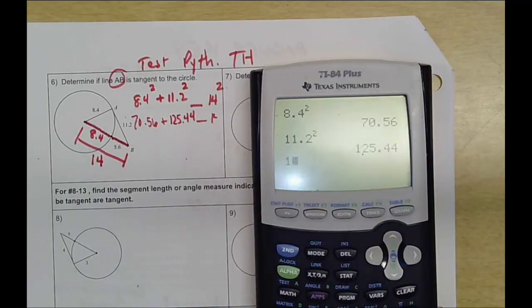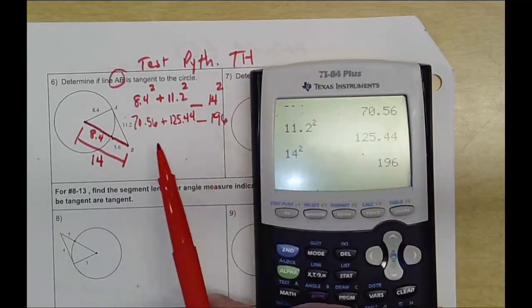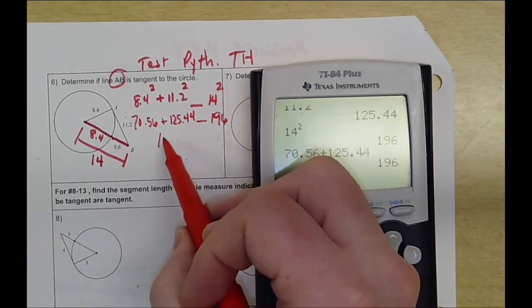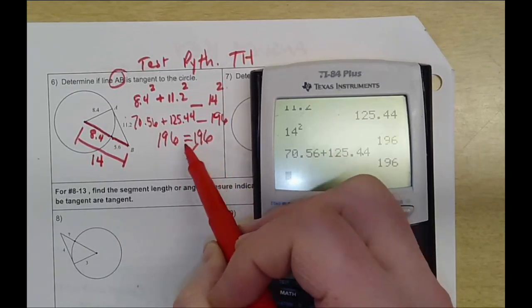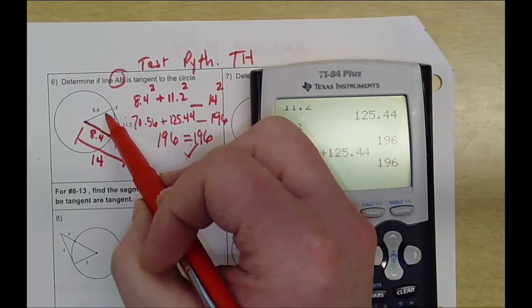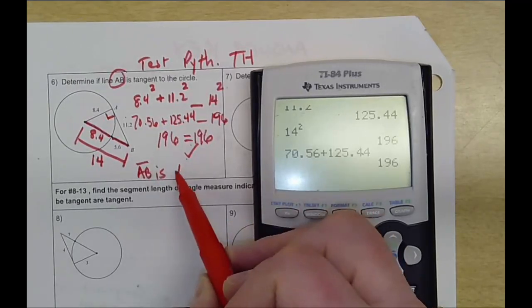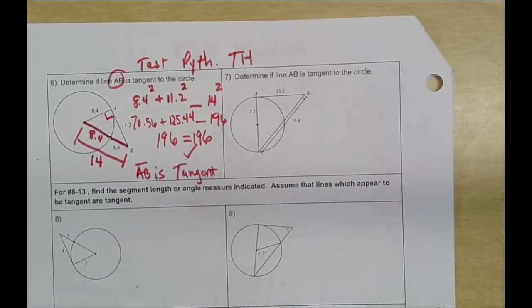Oh, forgot 14 squared. 196. Does this equal that? 70.56 plus 125.44. Look at that. Even I didn't see that coming. Well, when that comes out equal, that means this is a right angle. So AB is a tangent. I did not see that one coming.